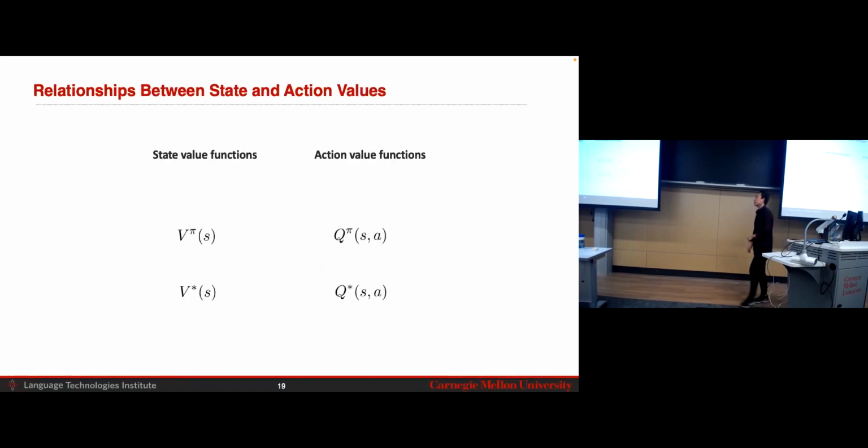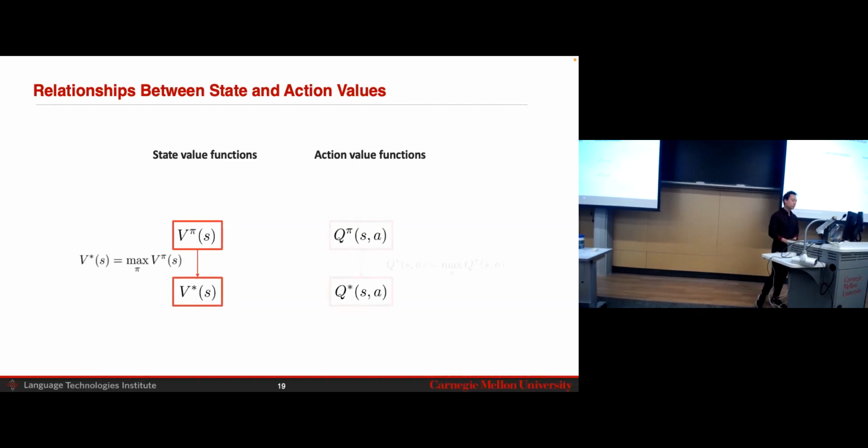And it shouldn't be hard to see that there's a lot of redundancy in this parameterization. You can actually interchangeably exchange through all of these quantities. We've seen that if you have a state value function for a particular policy, you can take argmax over all policies to get the optimal state value function. Likewise, if you had an action value function for a particular policy, you could take an argmax over all policies to get the optimal action value function.